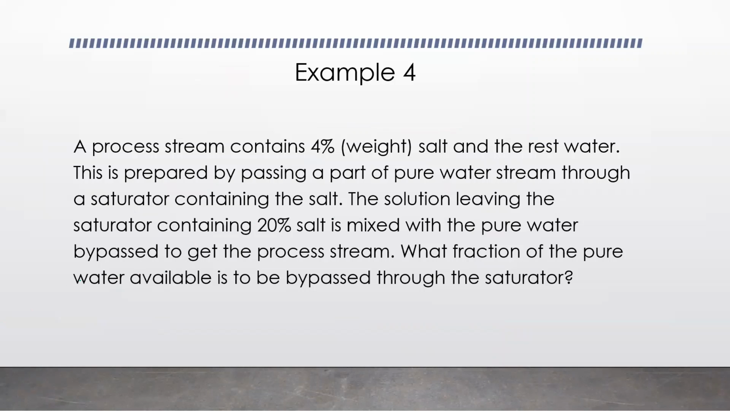Now this example is about bypass. All right. So this is a problem related to bypass. So let's go through. A process stream contains 4% by weight salt and rest water. This is prepared by passing a part of pure water stream through a saturator containing the salt. And the solution leaving the saturator contains 20% salt. And this is mixed with pure water bypassed to get the process stream.